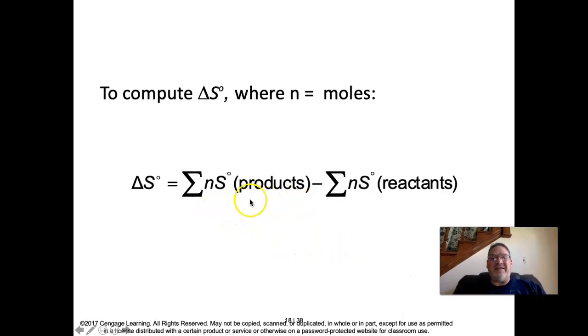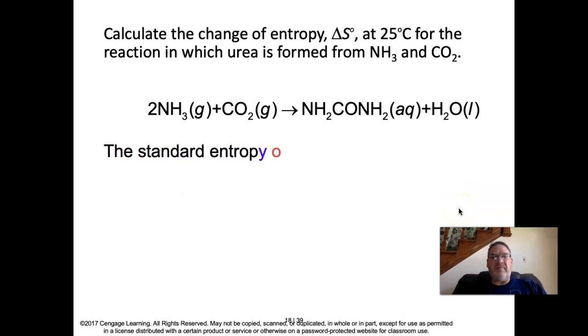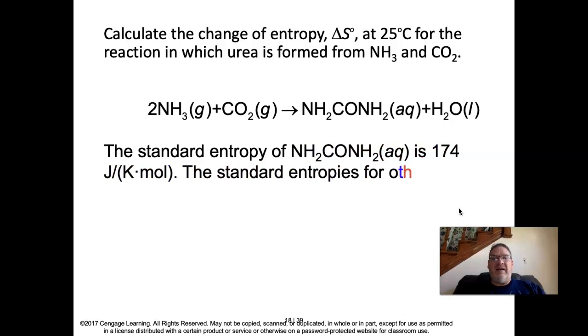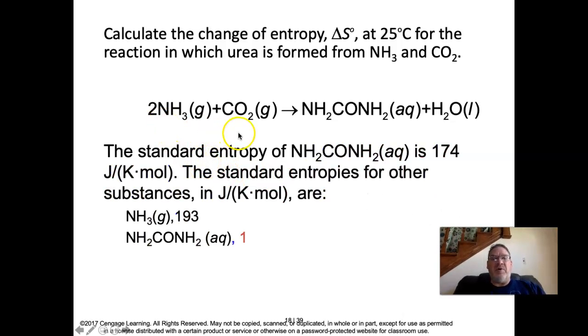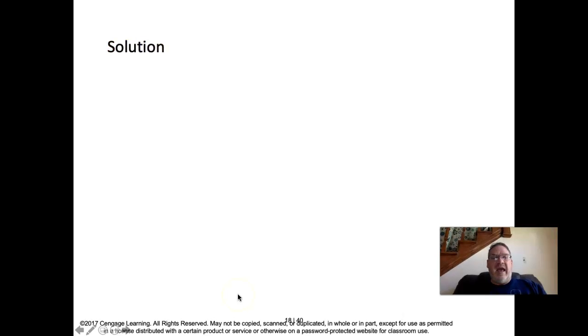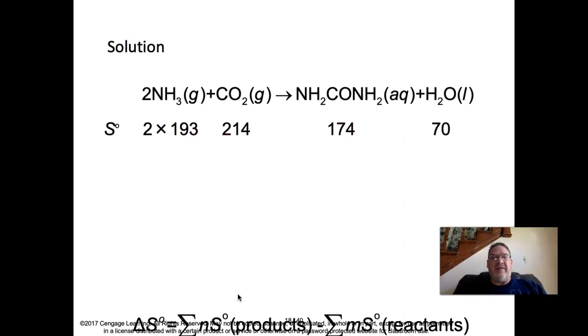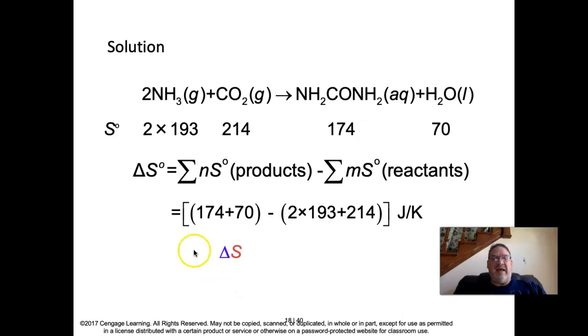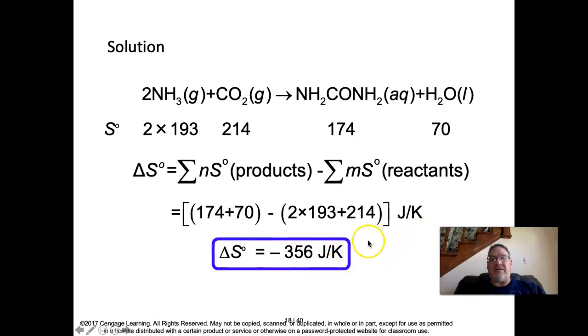And again, as you look at this equation, products minus reactants. It's always that when it comes to changes. And in fact, you can see that in this example, the reaction of ammonia and carbon dioxide to form urea and water. They give us our values of entropies, and it's just a matter of plugging in the numbers. Again, products, reactants, make sure you note that in there. And again, note the units also. Again, for entropy, it's joules per Kelvin.